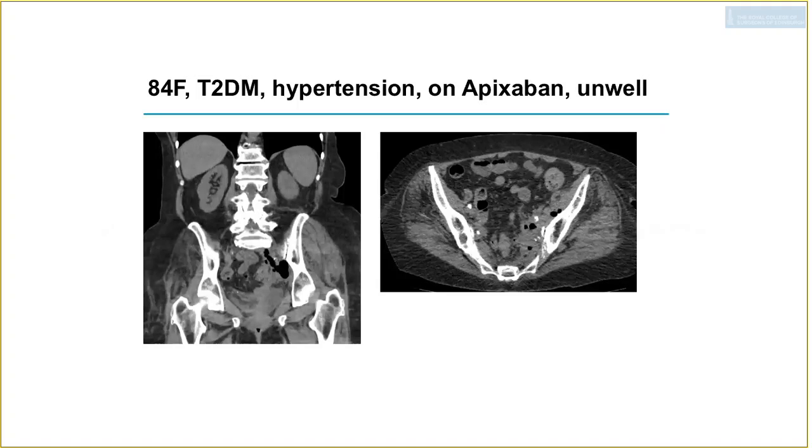It's an 84-year-old lady, you might say typical of the type that's presenting to an emergency general surgery service. She's 84, she has type 2 diabetes, she's hypertensive on the usual medication, and she's on apixaban, aren't they all? Huge number of patients coming in on some form of anticoagulant really is the flavor of the day, and she's unwell. And here she is, coronal section again.